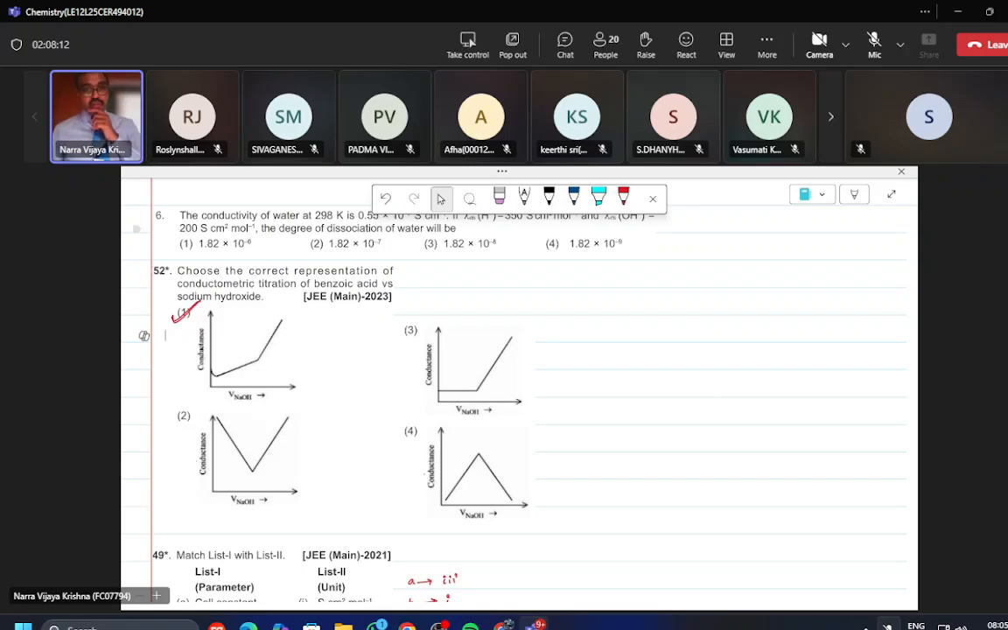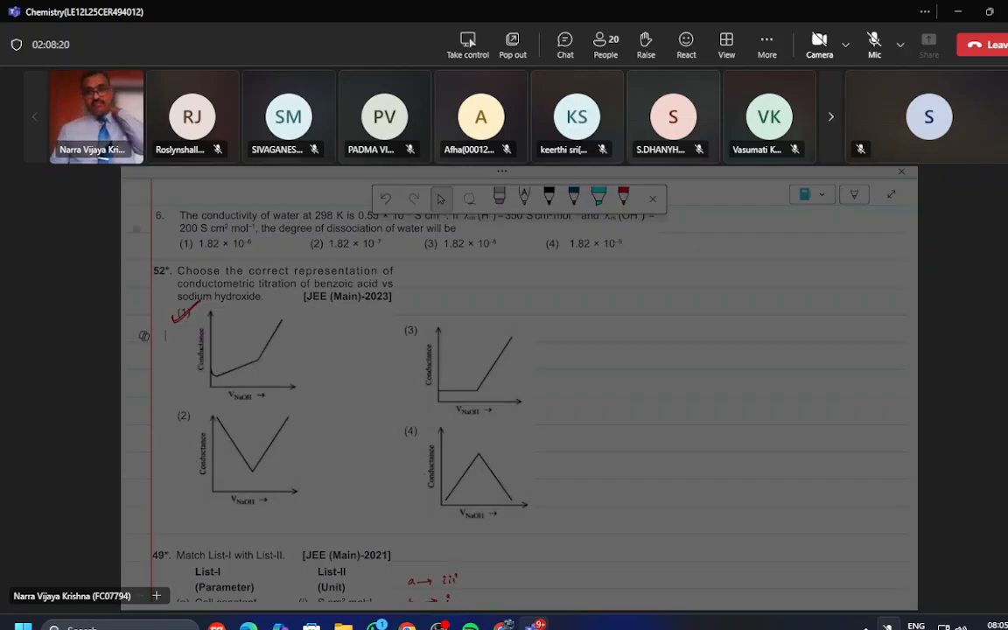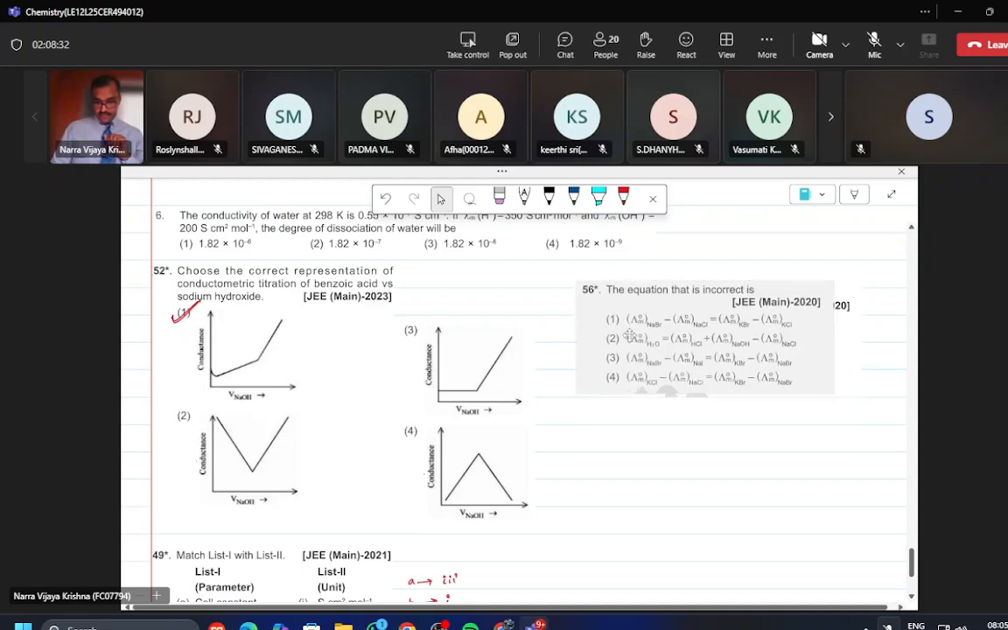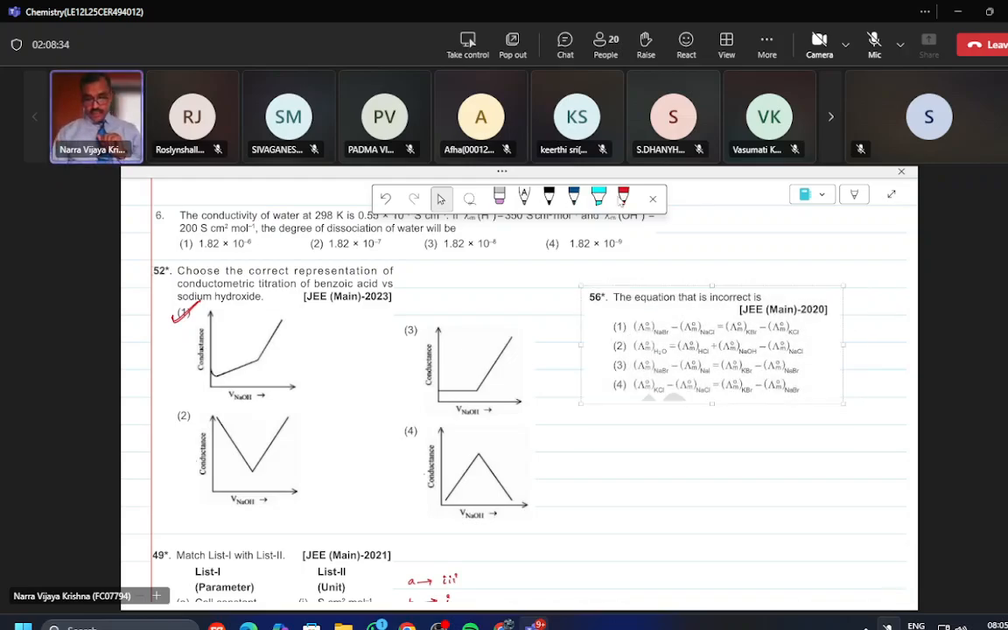Then 53, 54, 55, 56. Question number 56. I don't like these questions. This is also a waste question only. What is the answer, sir? Because they want the incorrect Na plus. Okay, incorrect means the third option is incorrect. Now you check for a good question. All these questions are nonsense only.